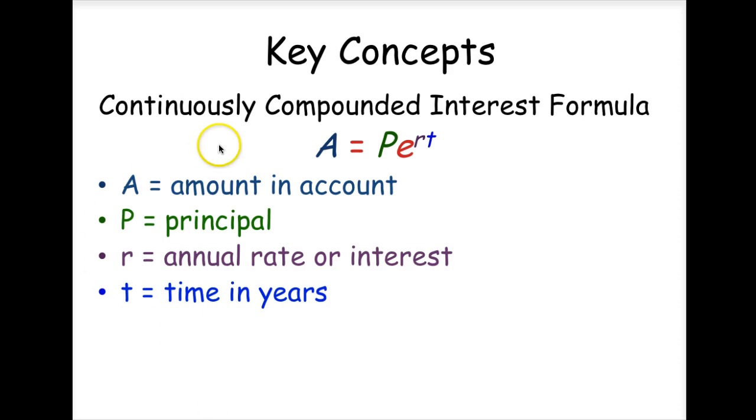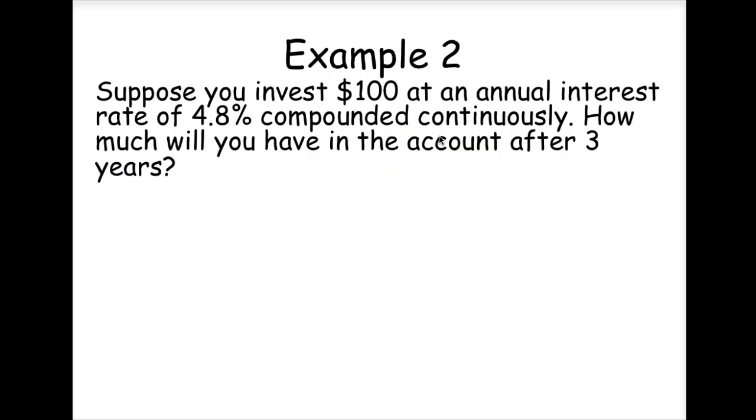Another key concept is the continuously compounded interest formula. So the amount in the account is equal to the principal times base e to the power of the annual rate times time in years. Suppose you invest $100 at an annual interest rate of 4.8% compounded continuously. How much will you have in the account after 3 years?